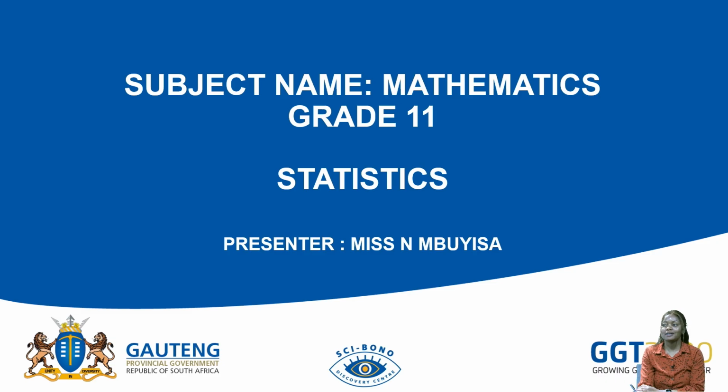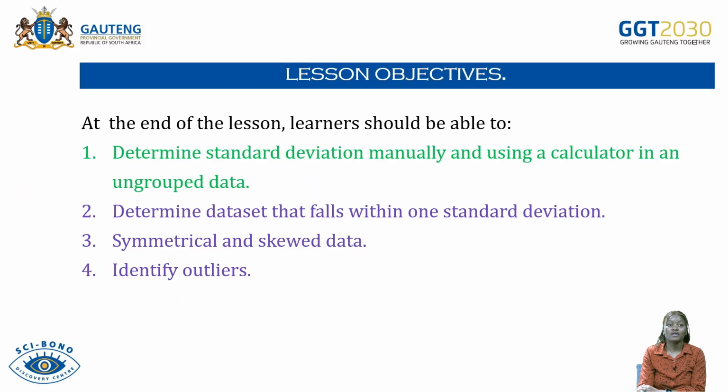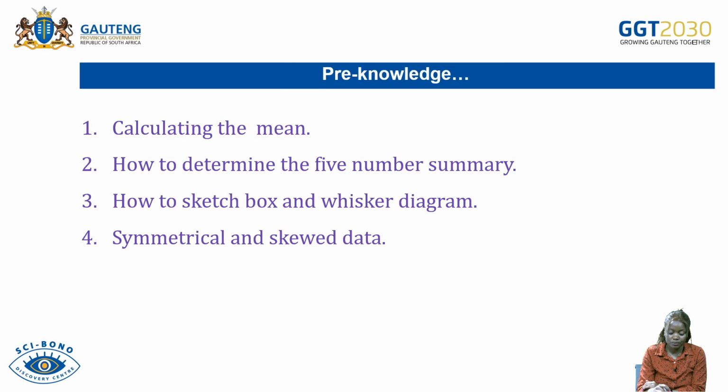In today's lesson, we will be looking at statistics. At the end of the lesson, you should be able to, number 1, determine the standard deviation manually and using a calculator in ungrouped data. Number 2, determine the data set that falls within one standard deviation. Number 3, determine symmetrical and skewed data. Number 4, identify the outliers.